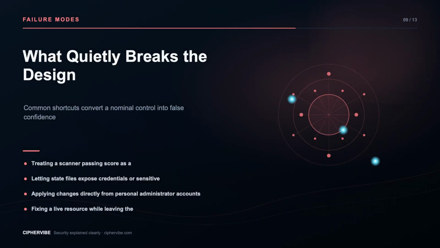Security architecture fails most often through assumptions, not dramatic movie-style attacks. First, treating a scanner passing score as a design review. Second, letting state files expose credentials or sensitive topology. Third, applying changes directly from personal administrator accounts. Fourth, fixing a live resource while leaving the template unsafe.